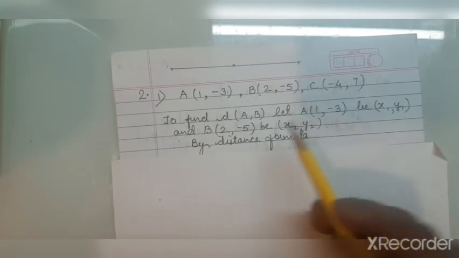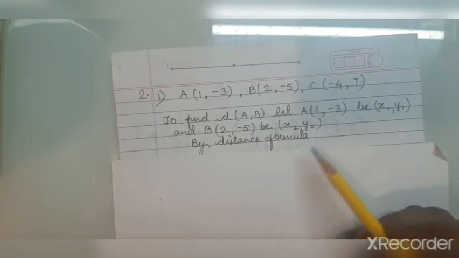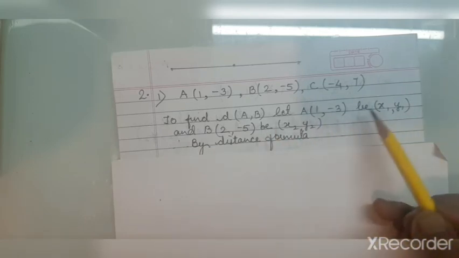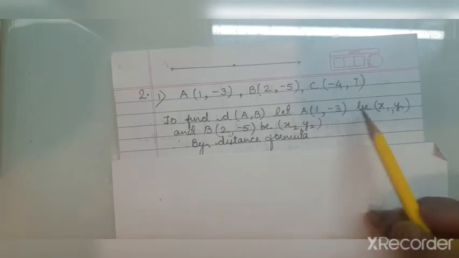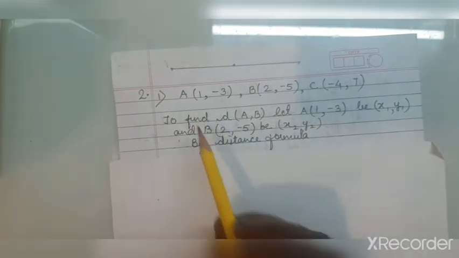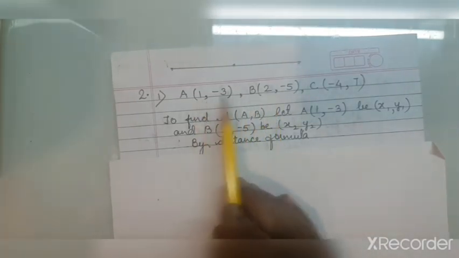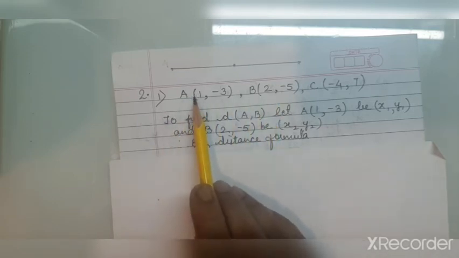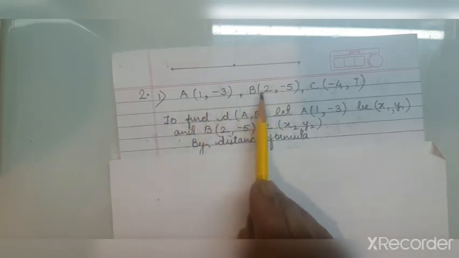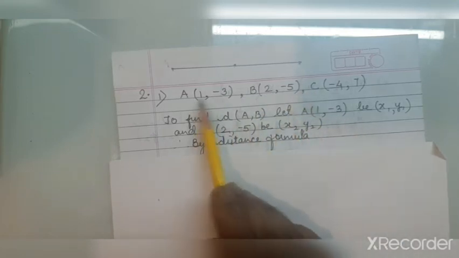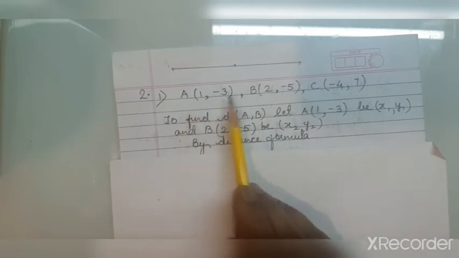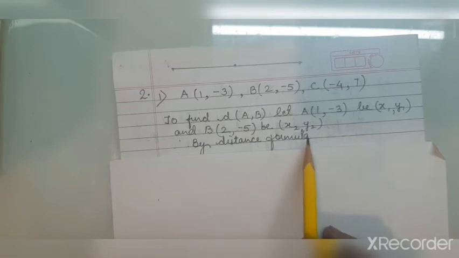But it is good to write x1, x2. So I will suggest you all to mention x1, y1, x2, y2 every time. How does it have to be done? When we are finding distance AB, we will need only these 2 points, point A and point B. So in that case, we will take point A as x1, y1 and point B as x2, y2. I have written the same thing here. To find distance AB, let point A (1, minus 3) be x1, y1 and point B (2, minus 5) be x2, y2.